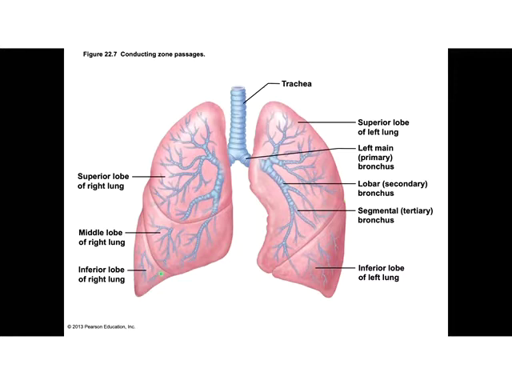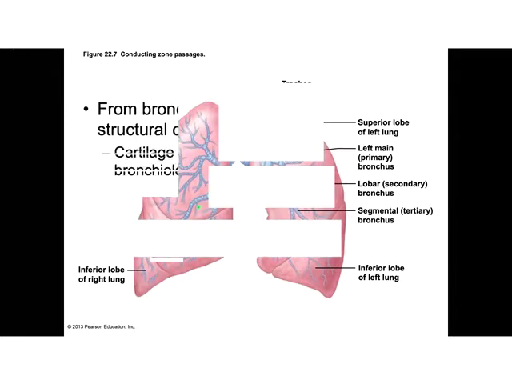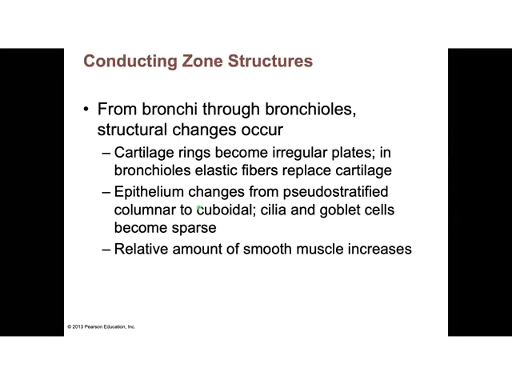So these are lobes of the lung, okay, 2 on the left and 3 on the right, and those lobes can also be divided into what we call segments, okay? So as we progress from the bronchi to the bronchioles, cartilage rings get replaced by irregular cartilage plates. In bronchioles, elastic fibers are going to replace cartilage.